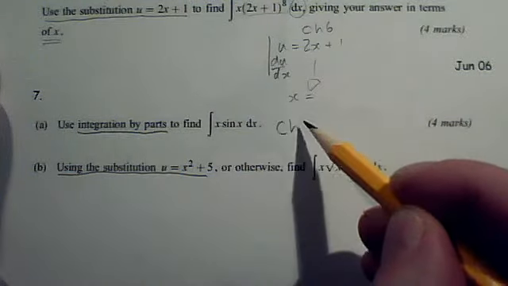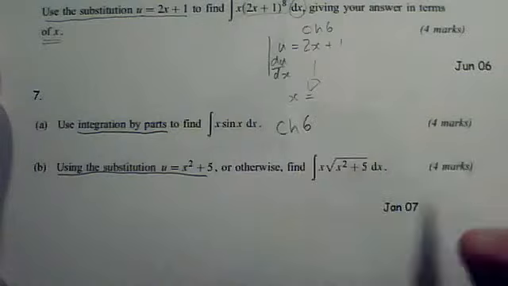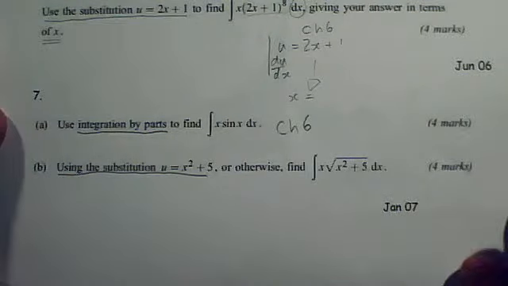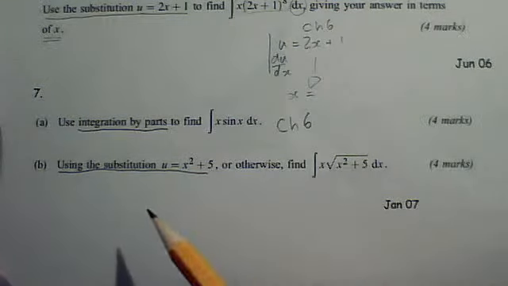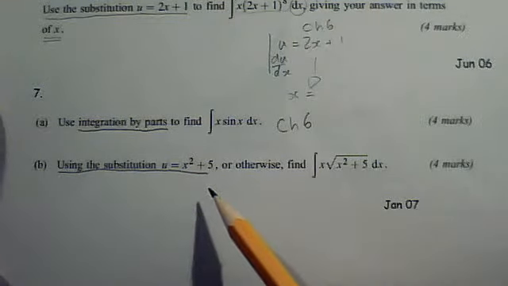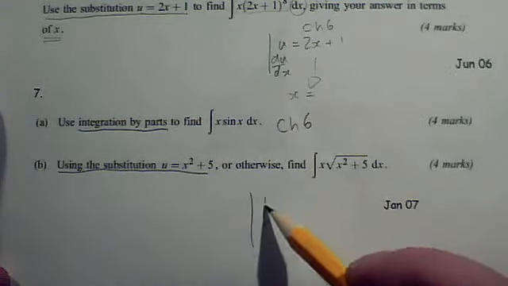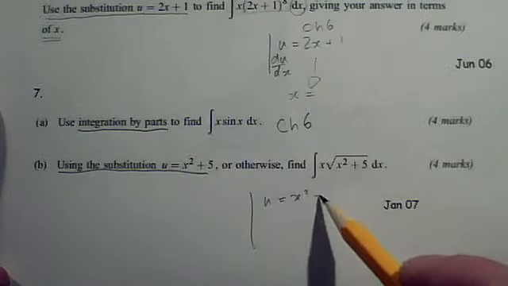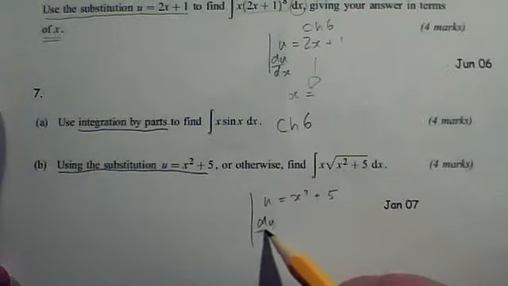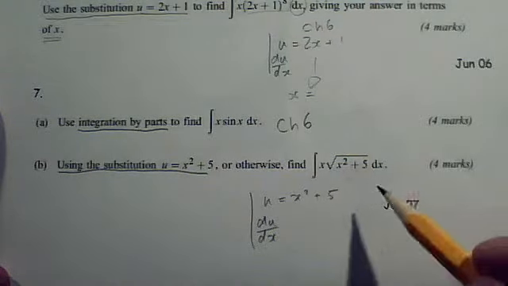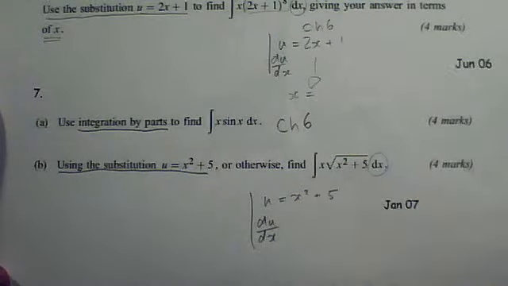In your chapter 6 notes, that's about halfway through. If you follow the first or second example in your notes, you shouldn't have any difficulty with part A. And then part B, we've got a given substitution, so you always start by putting u equals x squared plus 5 on the right hand side of the page, working out du by dx and following that through so you know how to replace the dx at the end of the integral as the first priority.